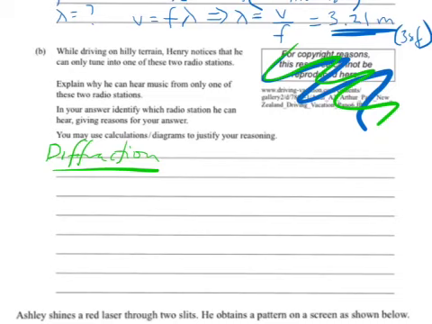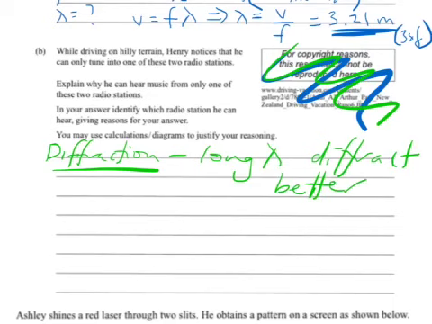And in the case of these radio waves, longer radio waves will be able to diffract over the hills better. So that's actually going to form part of our answer. So long wavelengths diffract better. So you can hear a longer wavelength further away. And it suggests we use calculations. You may use calculations or diagrams to justify your reasoning.